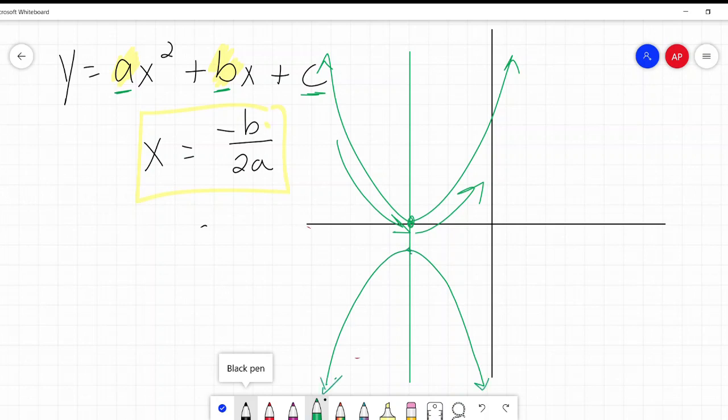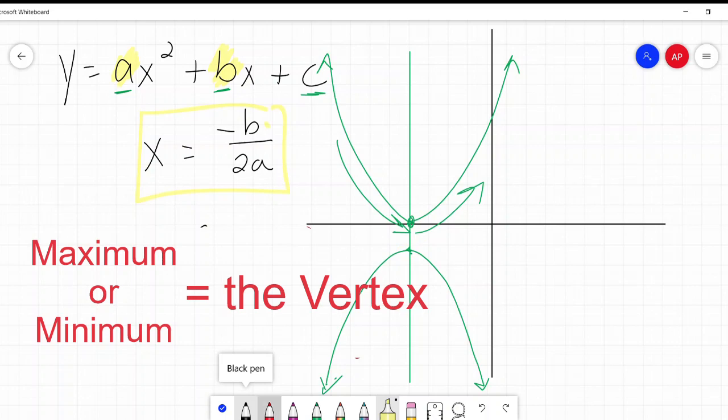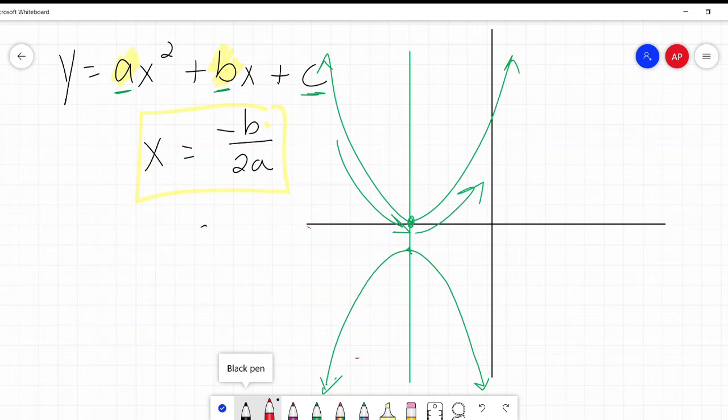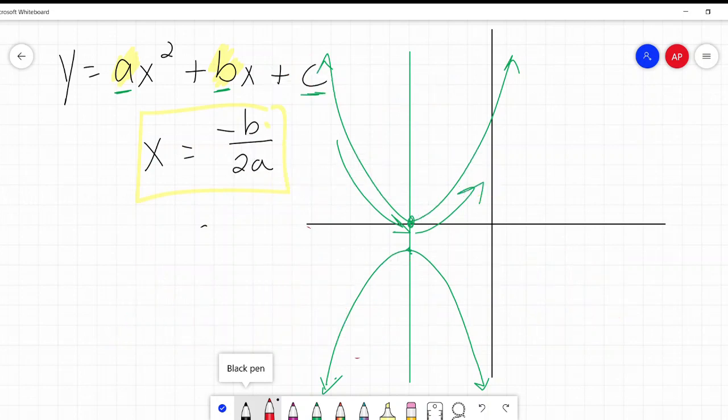it's the highest point. You may have heard these terms before, maximum and minimum. Here, the lowest point is its minimum. Here, the highest point is its maximum. So that is either the maximum or the minimum. That is the vertex. That's our goal. And we know it's on the axis of symmetry. Always, for a parabola. Always, always, always. The vertex, the maximum or minimum, is going to be on the axis of symmetry.